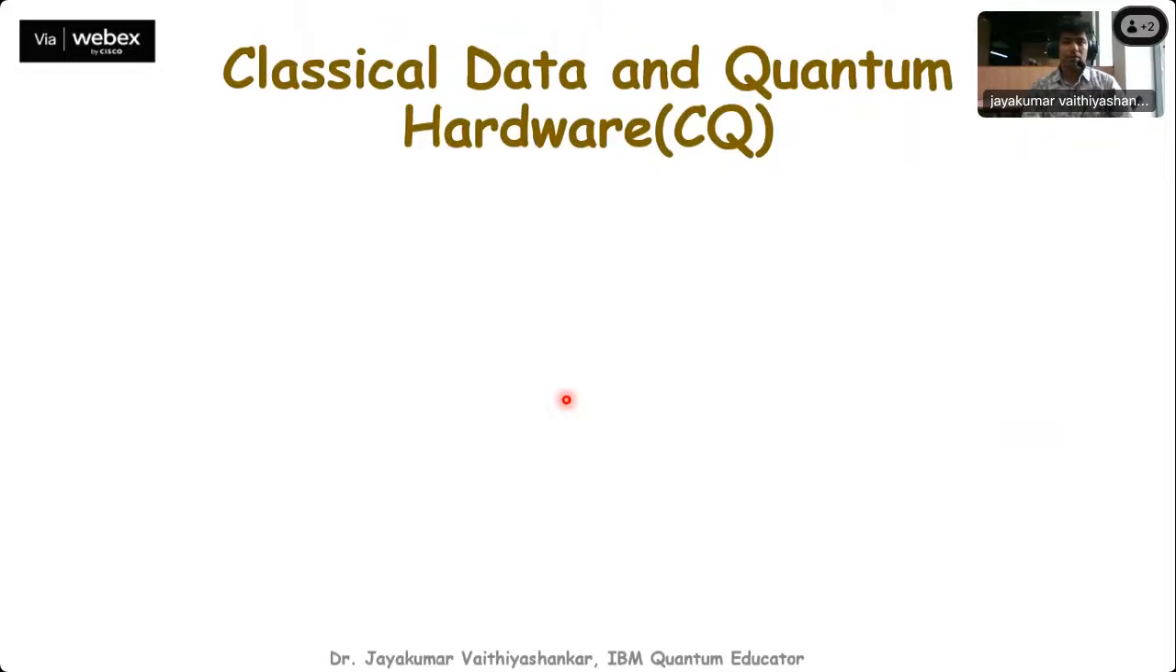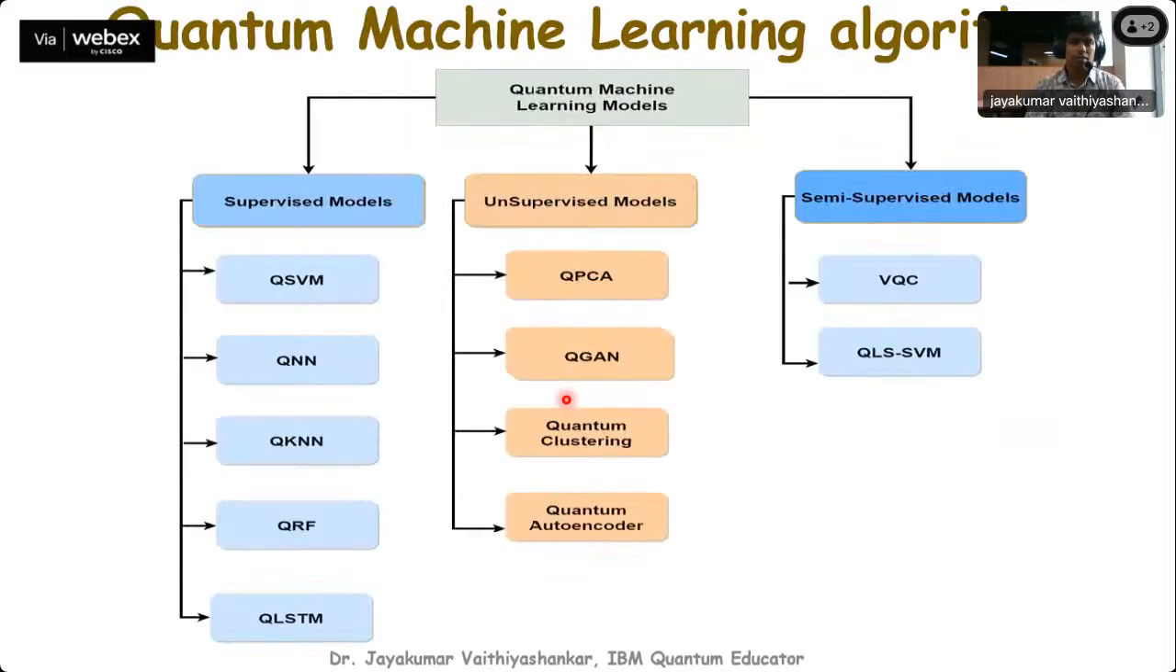So maybe I will skip all this data. This is the broader classification of quantum machine learning algorithms. I tried to classify with the help of my teammates. So this is what I got. This will give an overall idea. So if you are already working on some algorithm, you can look for the particular domain.